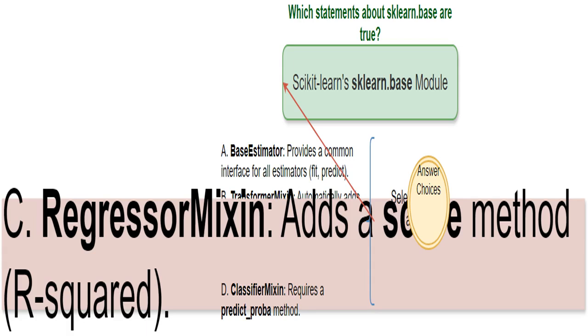Here, we're told that regressor mixin automatically provides a score method for regression models. By default, this calculates the R² value. That's a very common metric to assess regression model performance. Therefore, this is a true statement.